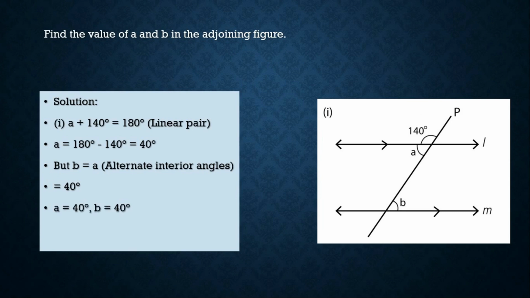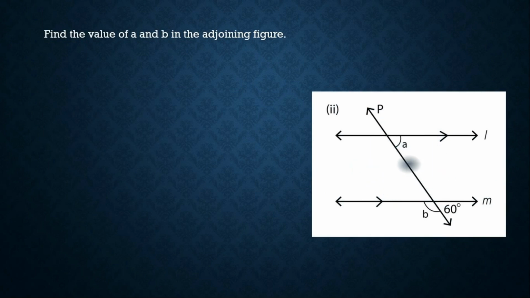So angle A is equal to 40 degrees and angle B is equal to 40 degrees. Now let us see another problem, a similar kind. Find the value of A and B in the adjoining figure. So here is the adjoining figure.